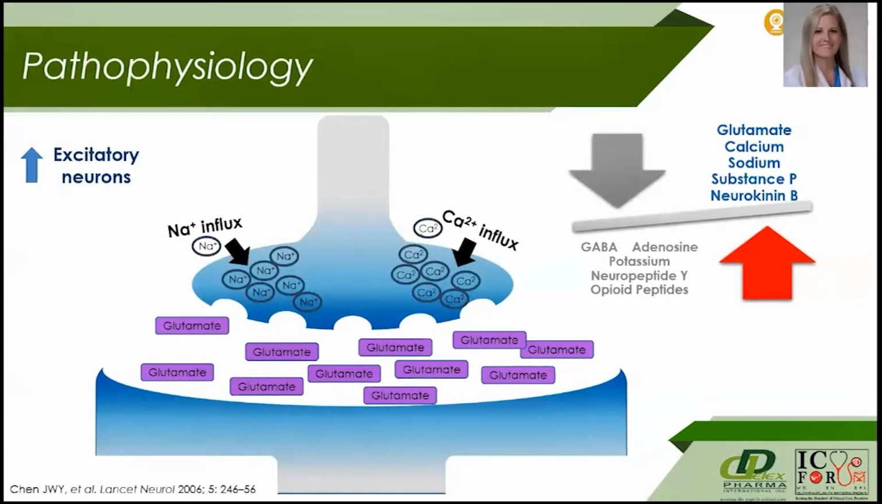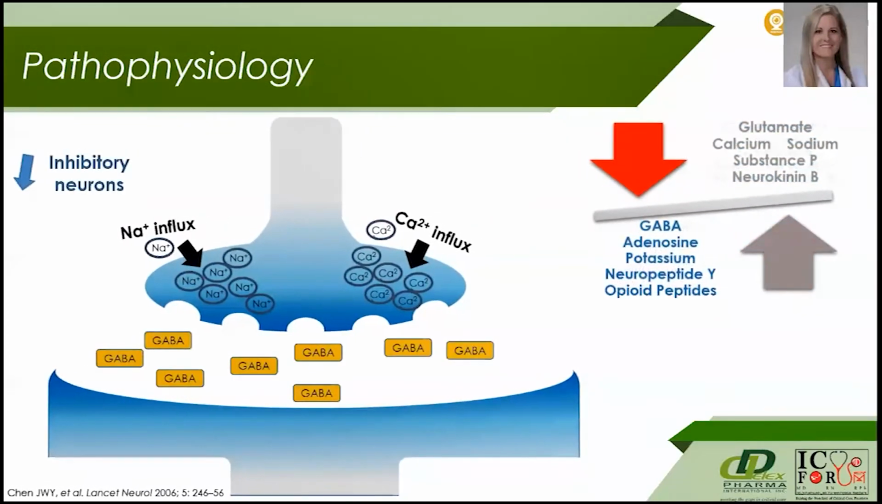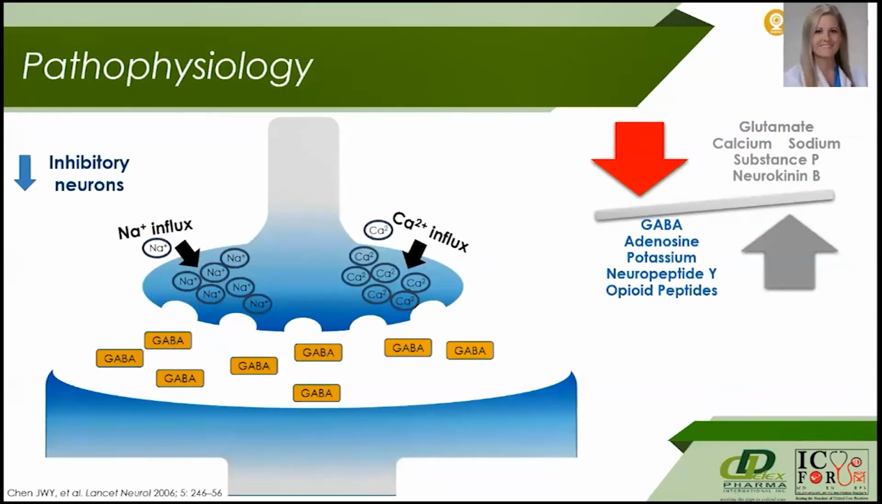The mechanisms of seizures can be fairly complicated, but I'll break it down here in a much simpler sense. Essentially, there is either a failure to inhibit excitatory neurons or decreased firing of inhibitory neurons. So for excitatory neurons, we think of glutamate, calcium, sodium, substance P, and neurokinin B. Our inhibitory neurons are GABA, adenosine, potassium, neuropeptide Y, and opioid peptides.